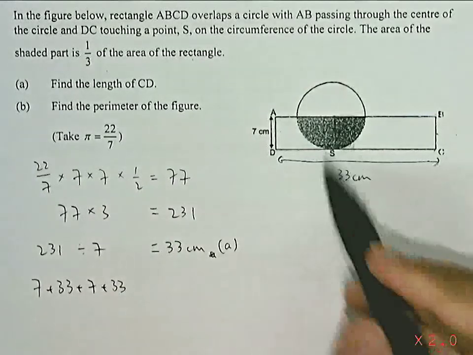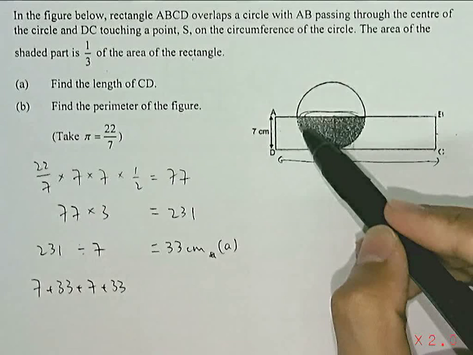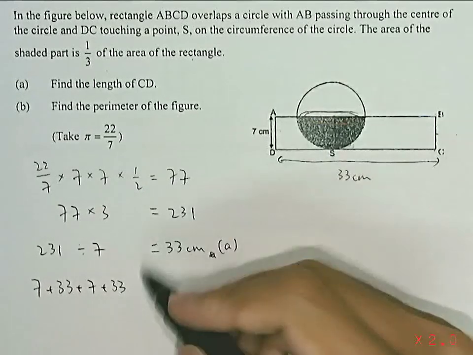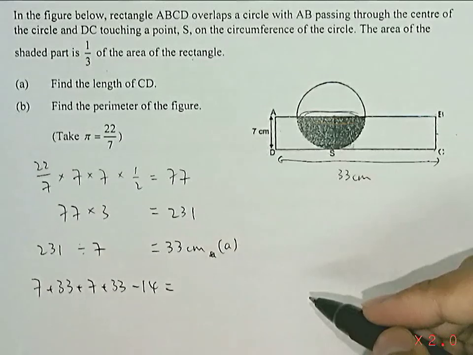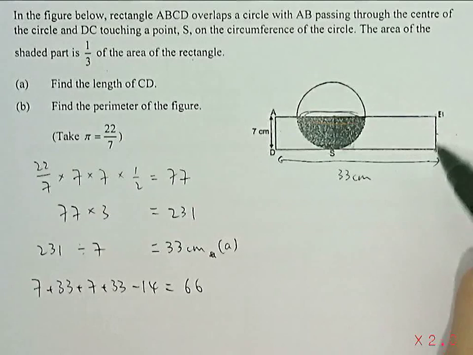plus 33. But notice that this section over here is not part of the overall perimeter, so we will subtract it off. It is the diameter of the circle, so it's twice of 7, so we will subtract off 14. So that will give us 66 for the straight portions of the perimeter.